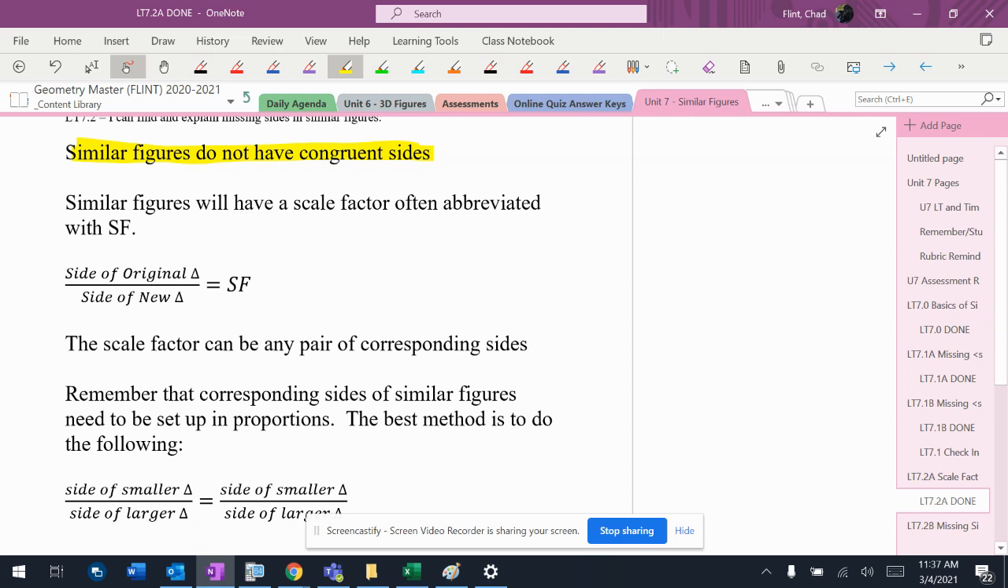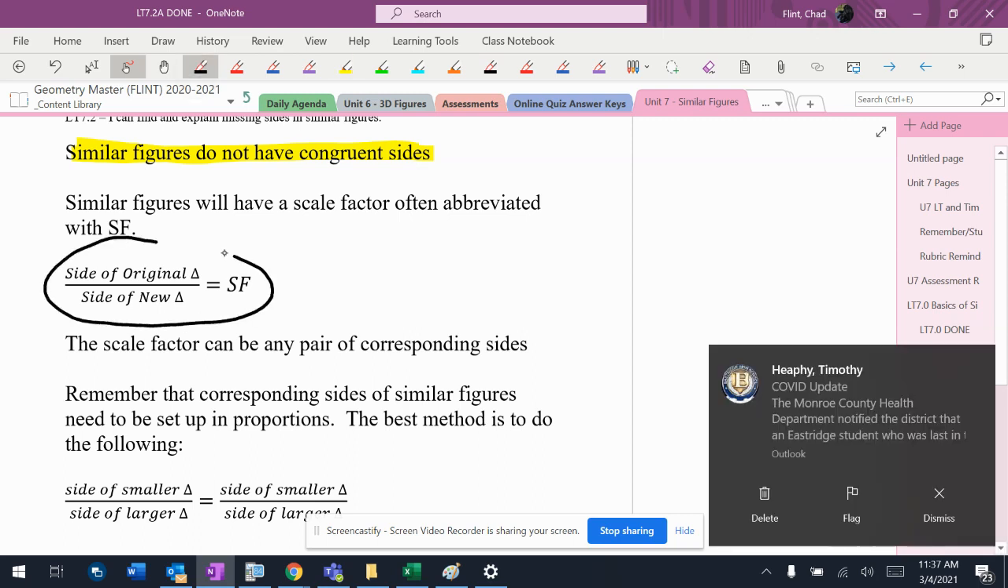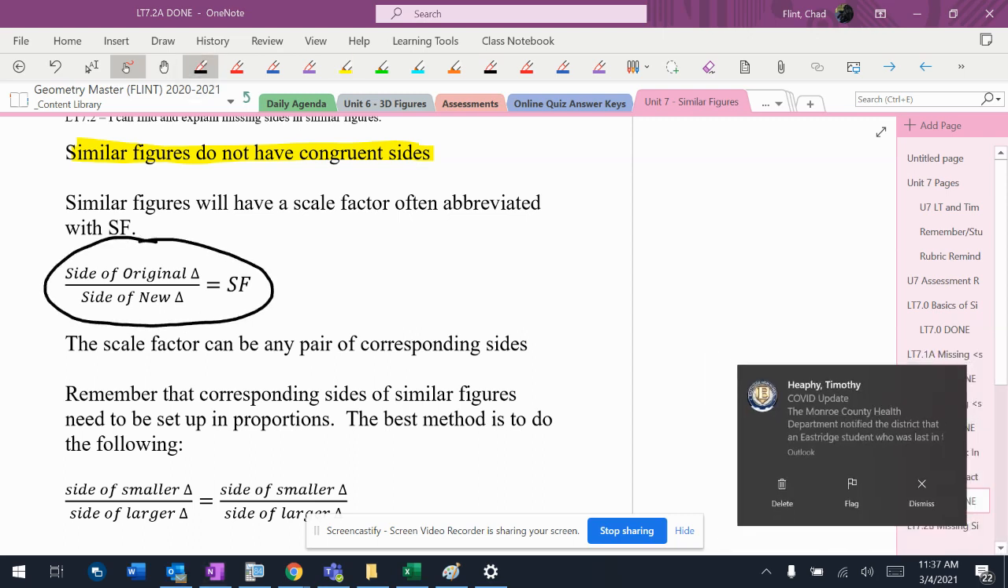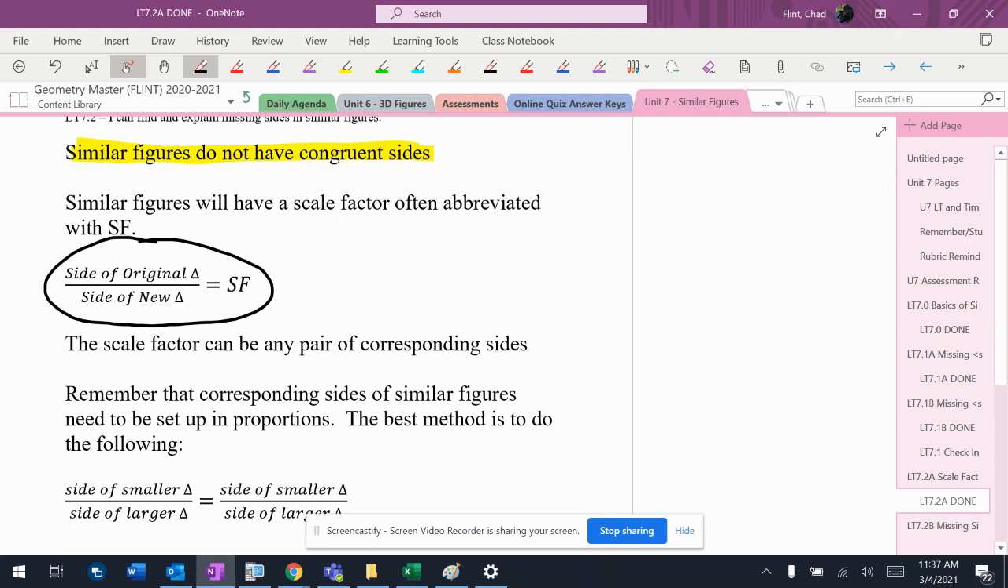It won't work. Then they've got a scale factor, which you're going to see abbreviated as an S and an F a lot of times. This is how you find a scale factor: side of the original triangle over side of the new triangle. Sometimes it doesn't really tell you which one's the new and which is the original, so we'll talk about that as we go through and try some of these problems.